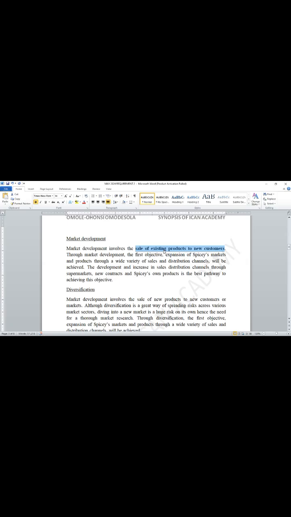That means those previous products we have, we now want to start selling to Port Harcourt residents. We want to start selling to Zamfara, Kano residents. They told us that we're particularly in Lagos and Abuja, so we're not yet in new markets. So we now want to be selling those existing products to new customers. Through market development, we're able to achieve the first objective. We're able to expand through a wide variety of distribution channels. We can also do this through our supermarkets, all those contracts, all those products we're selling. If we are supplying those supermarkets and entering new contracts, we can do market development and achieve it very well.